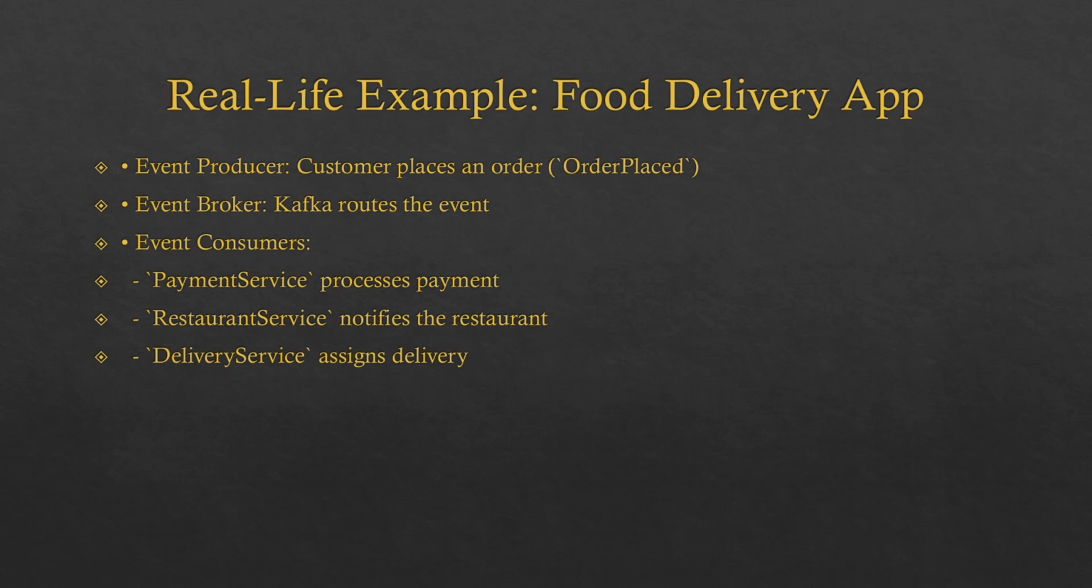Let's take a look at a real-life example, a food delivery application. The system consists of event producers such as the customer placing an order, an event broker like Kafka, which routes the order event, and consumers such as the payment service processing payments, the restaurant service notifying the restaurant, and the delivery service assigning a delivery driver. These components work in sync, processing the event in real time to fulfill the customer's order.